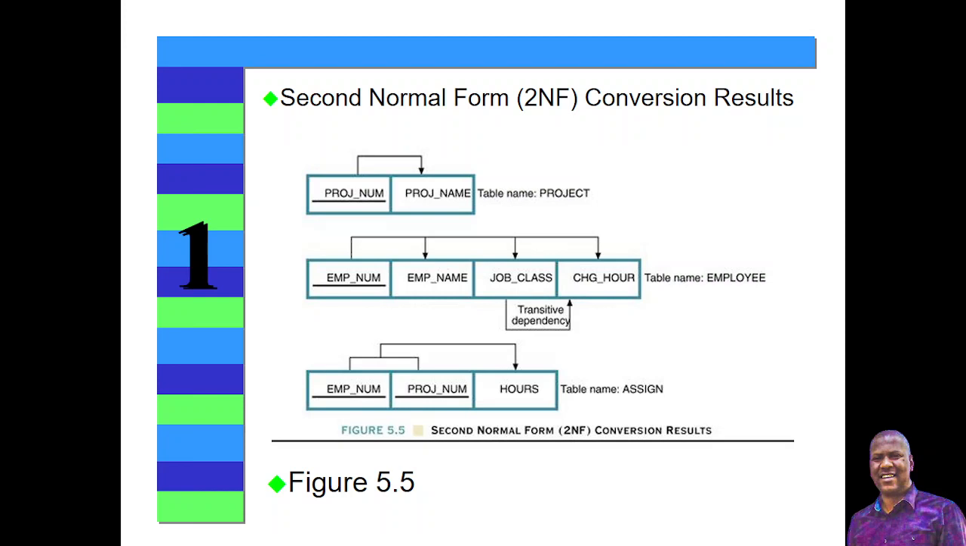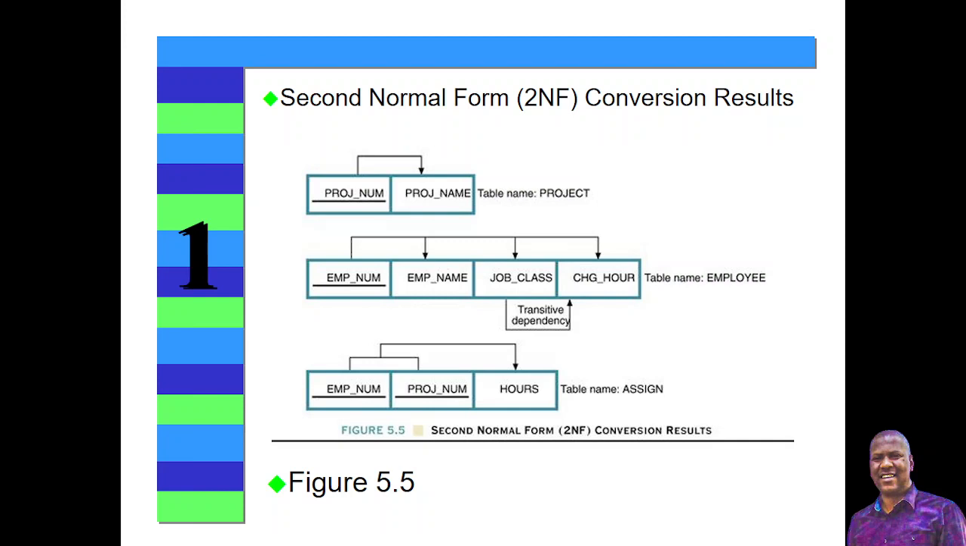Now looking at the dependency, you can see the project number must be linked to a project name, and also we have the transitive dependency, like the job class and the hours that is being charged, or the charges that are being executed per hour. So these are the two transitive dependencies that have been eliminated, the job class.